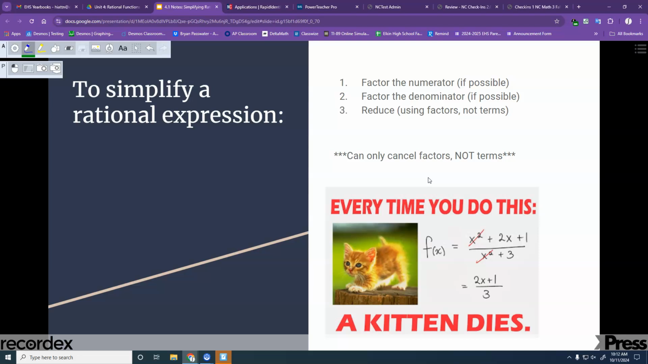It is very important for you to remember that whenever we are simplifying rational expressions, there's a certain way we have to do things to cancel. Okay? So, whenever we simplify a rational expression, we are going to factor the numerator, if it is possible. Sometimes it's not. We will factor the denominator, if it is possible. Sometimes it is not. And then we reduce using the factors, not the terms themselves. Okay? The difference in a factor and a term is factors are separated by multiplication.